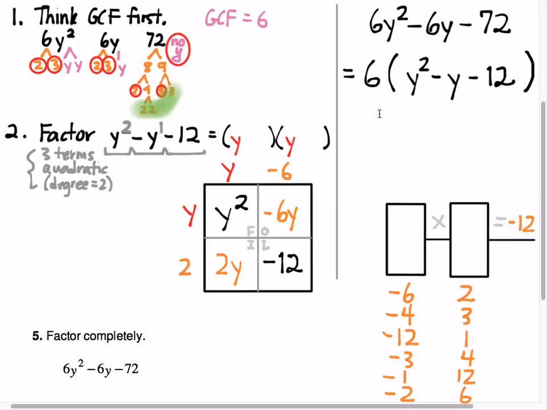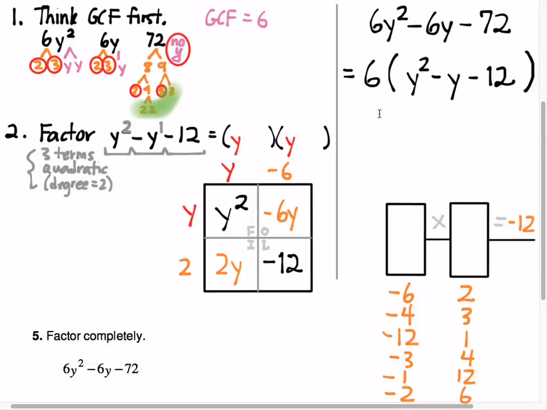If I then FOIL that out, how many y's do I end up with in total from these two like terms? Here I'd end up with negative 6y plus 2y, and that would be negative 4y when I combine those together, which is not what I wanted. Right? When I combine those together, I need to get negative 1y. So negative 6 and 2 aren't going to work because they leave me with the wrong number of y's, even though they give me the right number of constants. They give me the negative 12 that I want, but when they add together, they don't give me the negative 1 that I want, which is the coefficient of y. So negative 6 and 2 doesn't work.